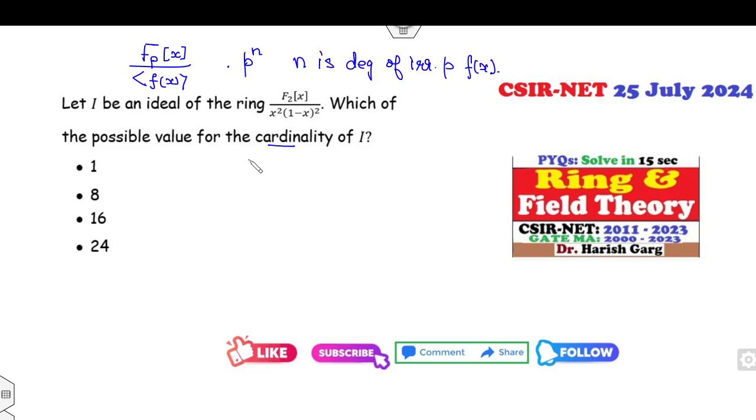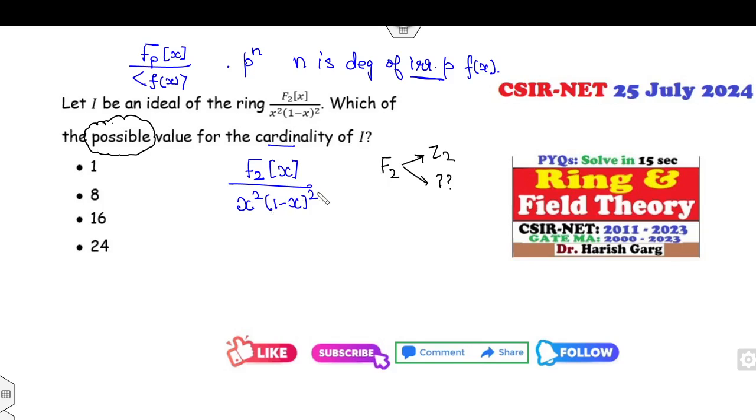Fine. So now in this case you can see it's F_2[x] divided by x squared times (1 minus x) squared. So firstly, what is my F_2? Is it a Z_2 or any of the others? Because it's a field, it can be of anything, it is not given to you, that's why it is given as a possible. Fine. So firstly your target is to check whether this x squared into (1 minus x) squared is irreducible or reducible.